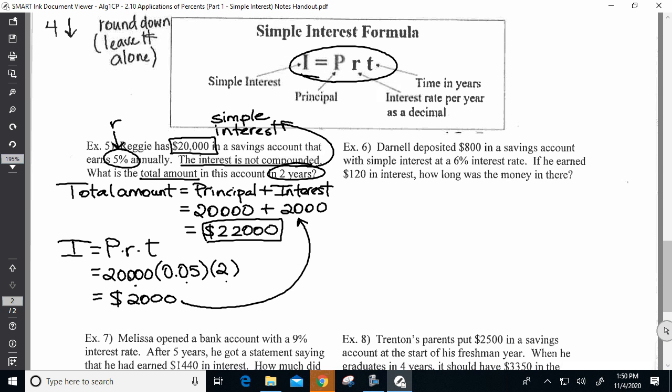So you have to do the extra equation every time? It depends on what the problem asks you to do. Sometimes it'll ask you to do it, sometimes it won't.